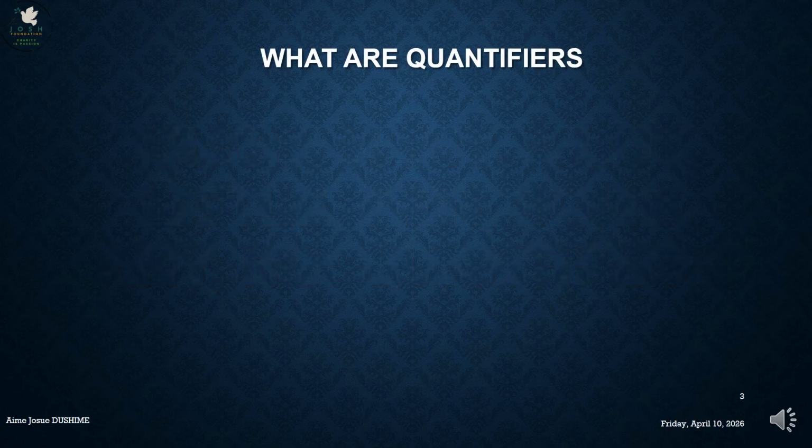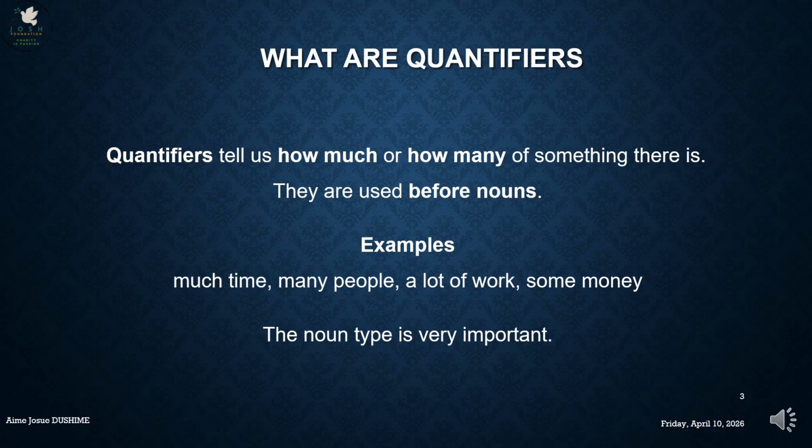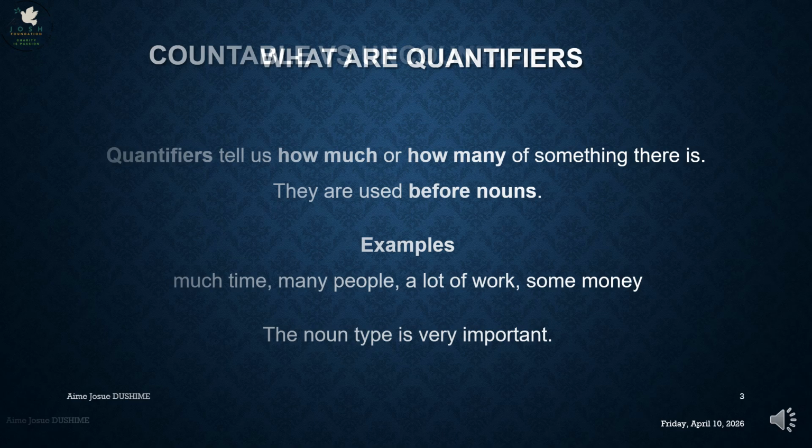Simply, what are quantifiers? Quantifiers tell us how much or how many of something there is. They are used before nouns, which means that they are followed by a noun. For example, I can say much time, many people, a lot of work, some money. The noun type is very important to know. Is it countable? Is it uncountable? Because it determines the right quantifier to be used before that noun.